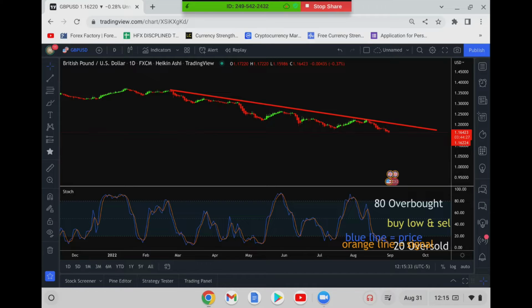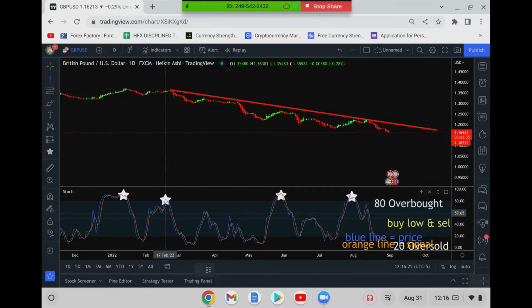So since we see that the market is currently downtrending, we want to look for opportunities to sell when price is overbought. So this was an instance where price was overbought. This is an instance where price was overbought. This was an instance where price was overbought. And this was an instance where price was overbought.